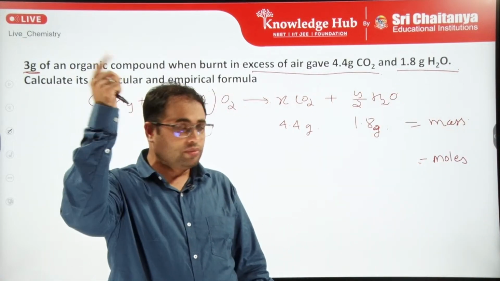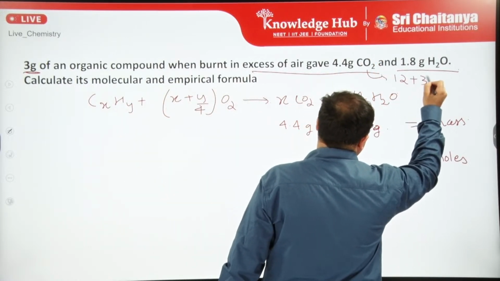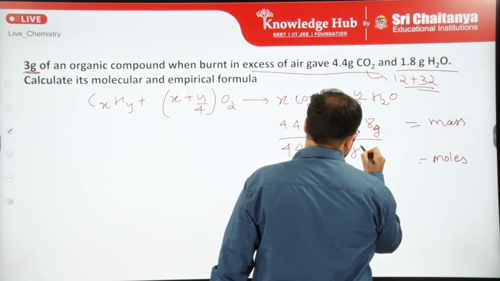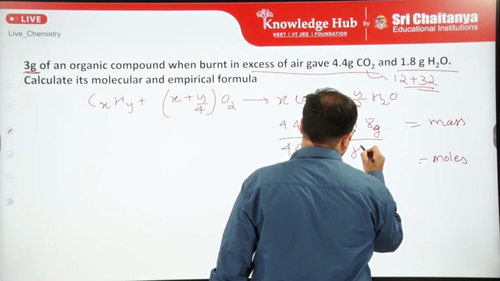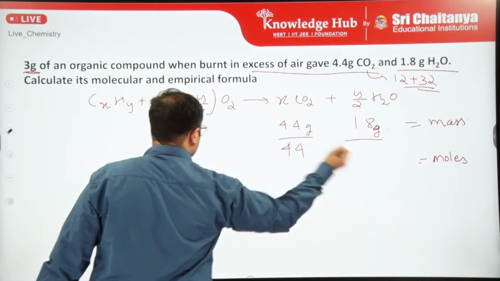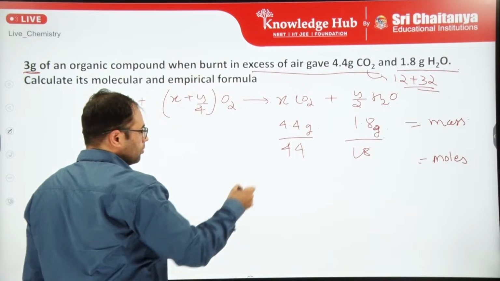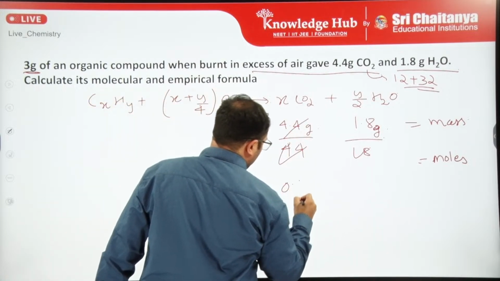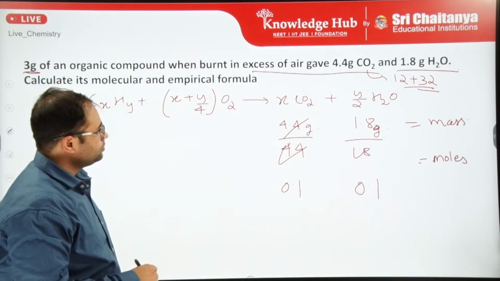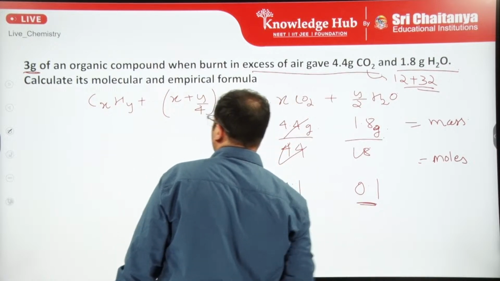Carbon is 12, 12 plus 32 gives out 44. Water you know is what? 18. So you will get 0.1 moles here, 0.1 moles here. Okay? 0.1, 0.1 moles.